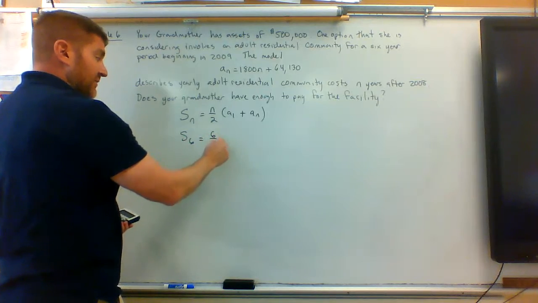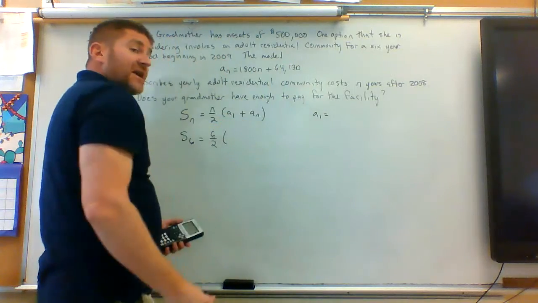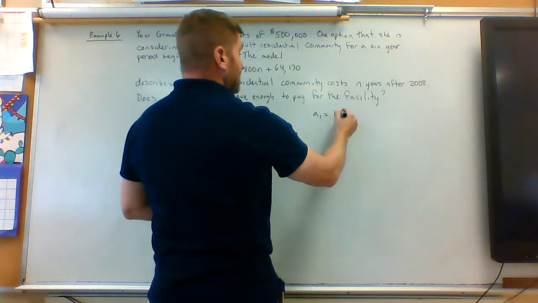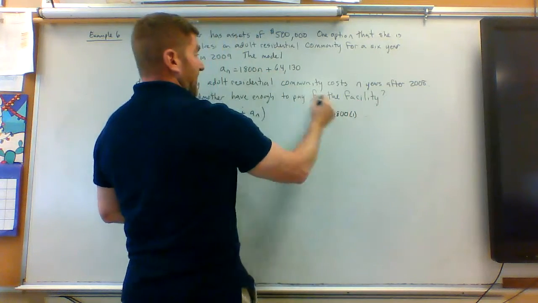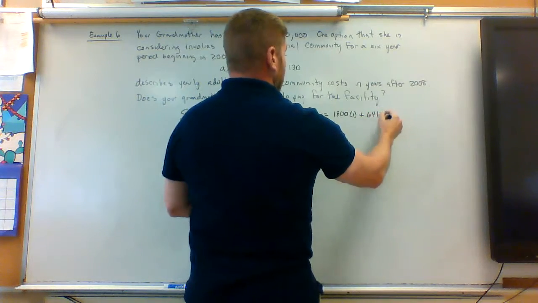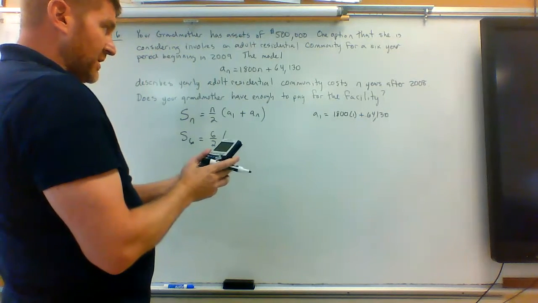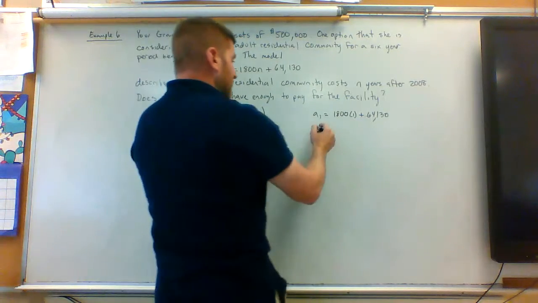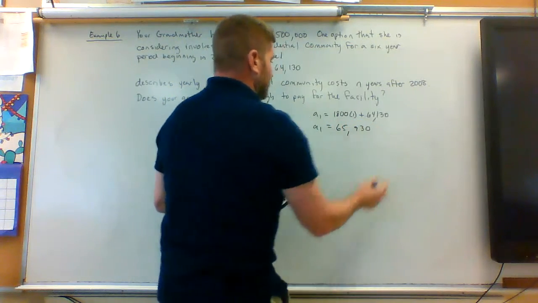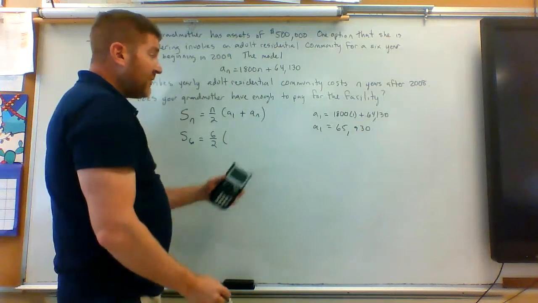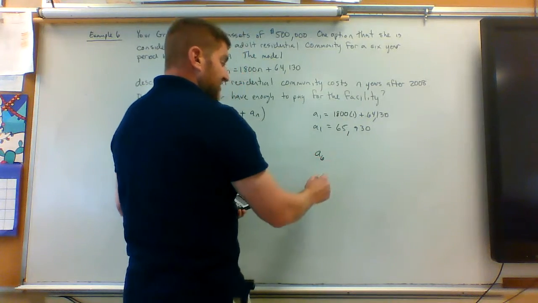So it's 6 over 2 times, well, first I got to find out what the value of A1 is. Since they already gave me an explicit formula, that's going to be 1800 plus 60 times 1, because that's your n, plus 64130. So 1800 times 1 plus 64130. So the first year in 2009, it's going to be $65,930 to move for the first year. Then I want to figure out what it is in the last year, your 6th year. What's the value of the 6th year?